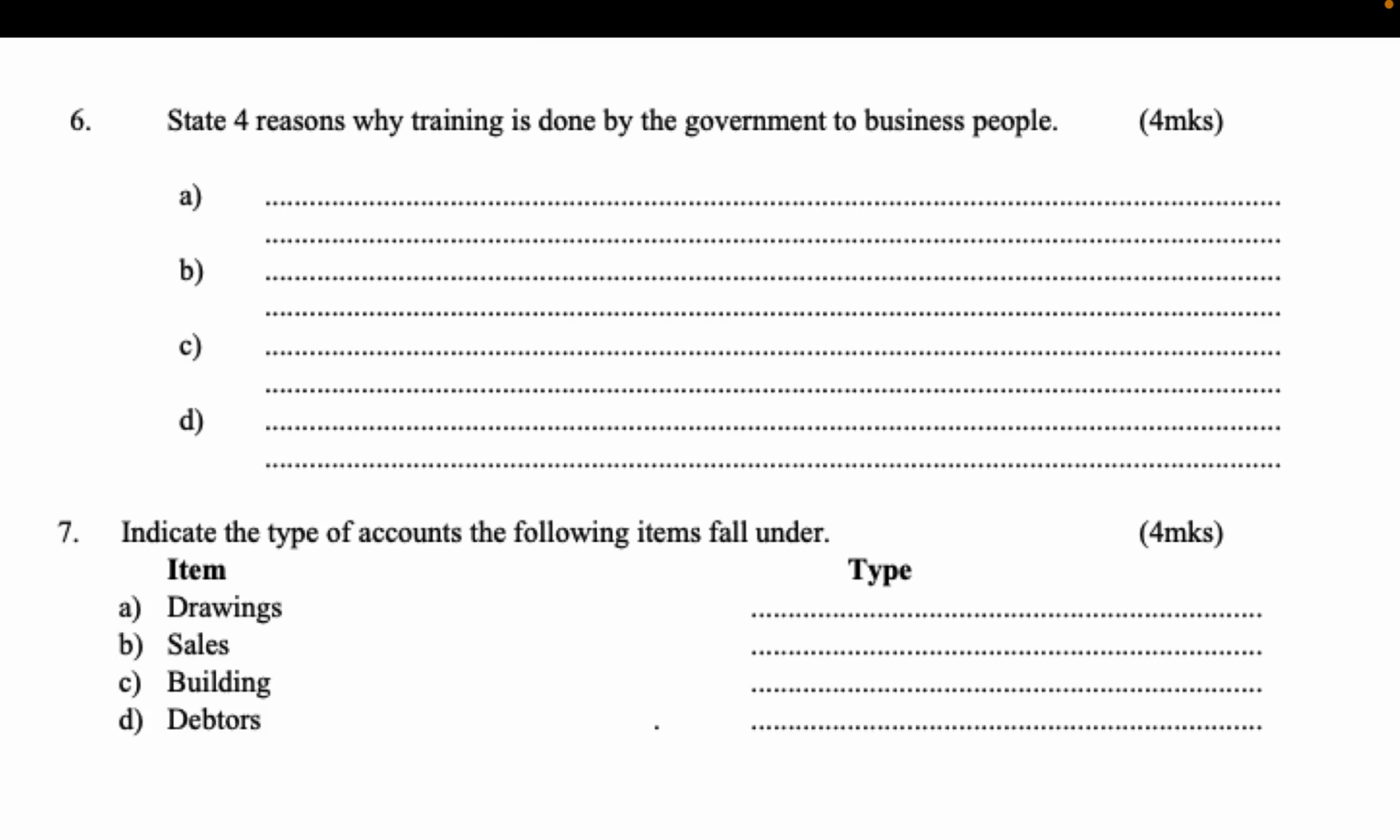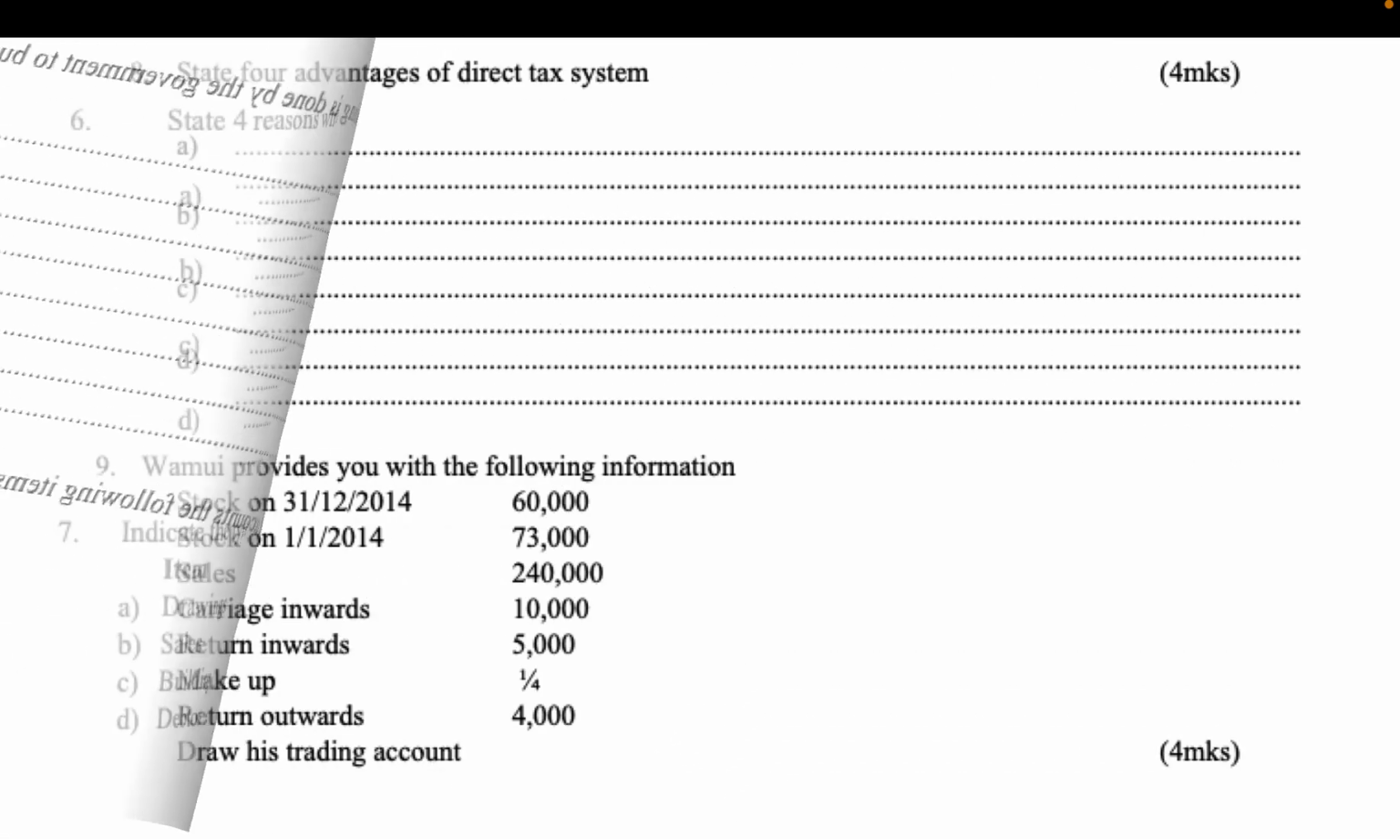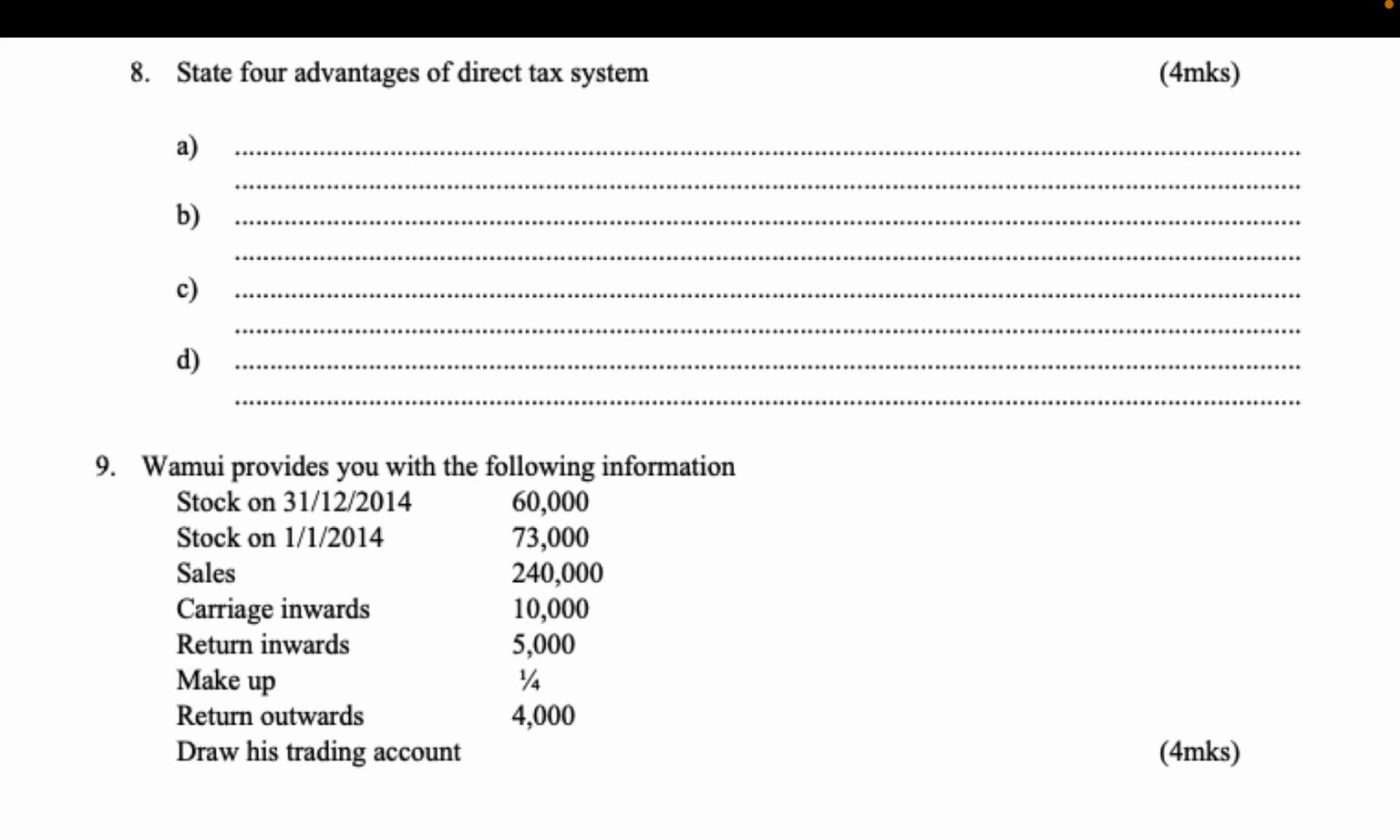4. Indicate the type of accounts the following items fall under, 4 marks. Item, type. State 4 advantages of direct tax system, 4 marks.